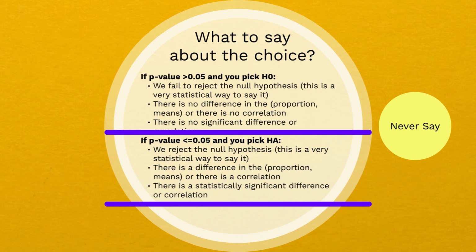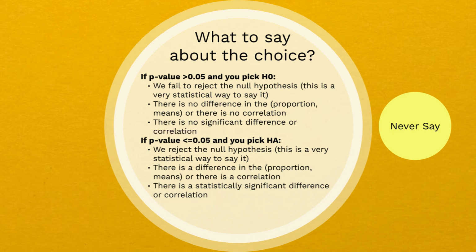If the p-value is less than or equal to alpha, and we pick the alternative hypothesis, we can say we reject the null hypothesis. Again, this is a very statistical way to say that, and more commonly you'll actually make the statement that there is a difference in the proportion, or there is a difference in the means, or there is a correlation. Another common phrase you'll hear is that there is a statistically significant difference or a statistically significant correlation.